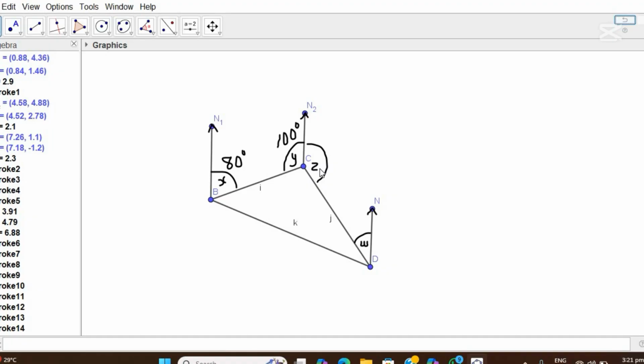So they're talking about angle Z. If they tell me that the bearing of that is 150 degrees, so I put in that information right here. How do the angles around a point help me to find this angle here?